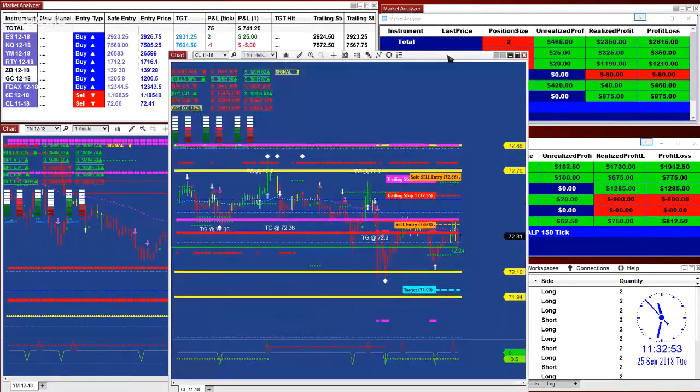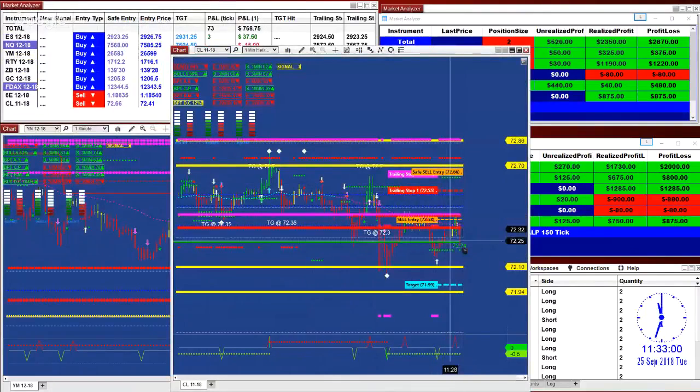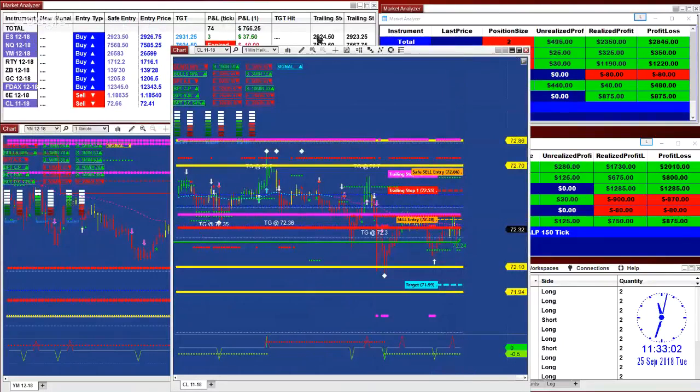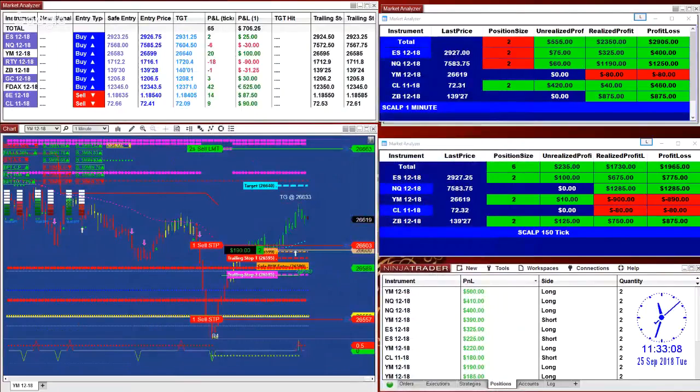Tony, take your hands off the CL. Now we are diving in, Tony, in this chop market. Stay away from it. Stay away from the CL at the moment. We're about to have a new signal on the CL.